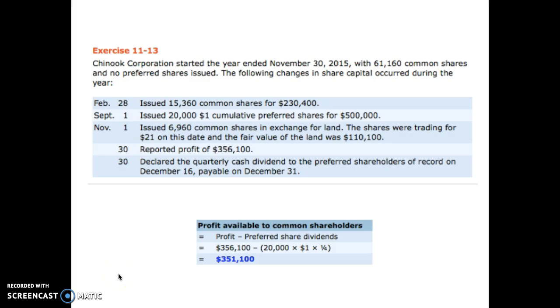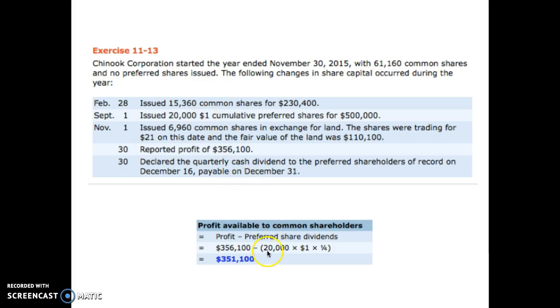So using my numbers from Wiley, if I want to calculate what the profit or earnings available to my common shareholders is, I know I have a reported profit of 356,100. So that is the first piece of my equation. Now, I know that I issued 20,000 cumulative preferred shares for $500,000, and the cumulative refers to the dividend that these preferred shareholders are guaranteed. So they're guaranteed a $1 per year dividend, and that is normally paid quarterly. So we'll see later on in the problem that they declared the quarterly cash dividend. So that quarterly cash dividend will be 25 cents.